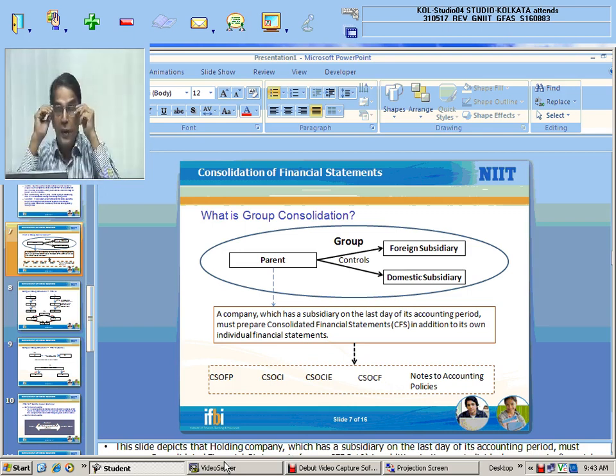Subsidiaries means here subsidiary as on the last day of the accounting period. If the parent is A and B used to be a subsidiary company but ceased to be a subsidiary company on the last day of the accounting period, then there will be no requirement of consolidation of these financial statements into the consolidated financial statement.